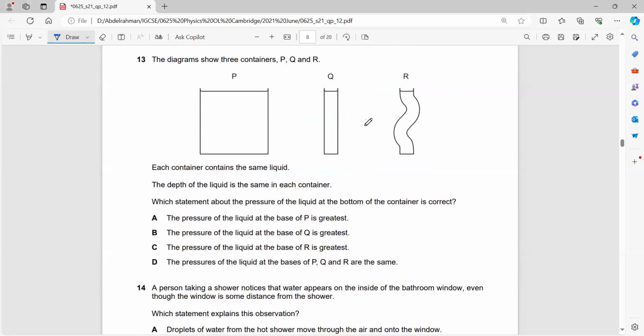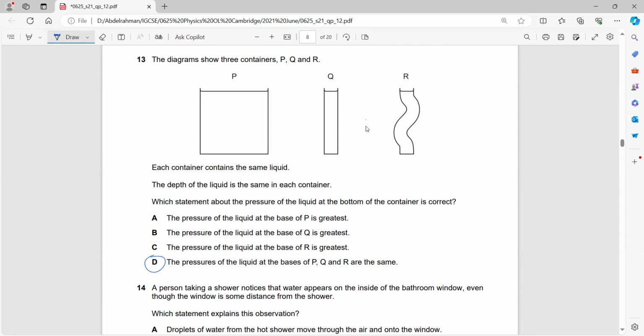Each container contains the same liquid. Which statement about the pressure of the liquid at the bottom of the container is correct? They all have the same density. Someone is saying D: the pressure of the liquid at the bases are the same. And yes, this is correct. Why is it correct?